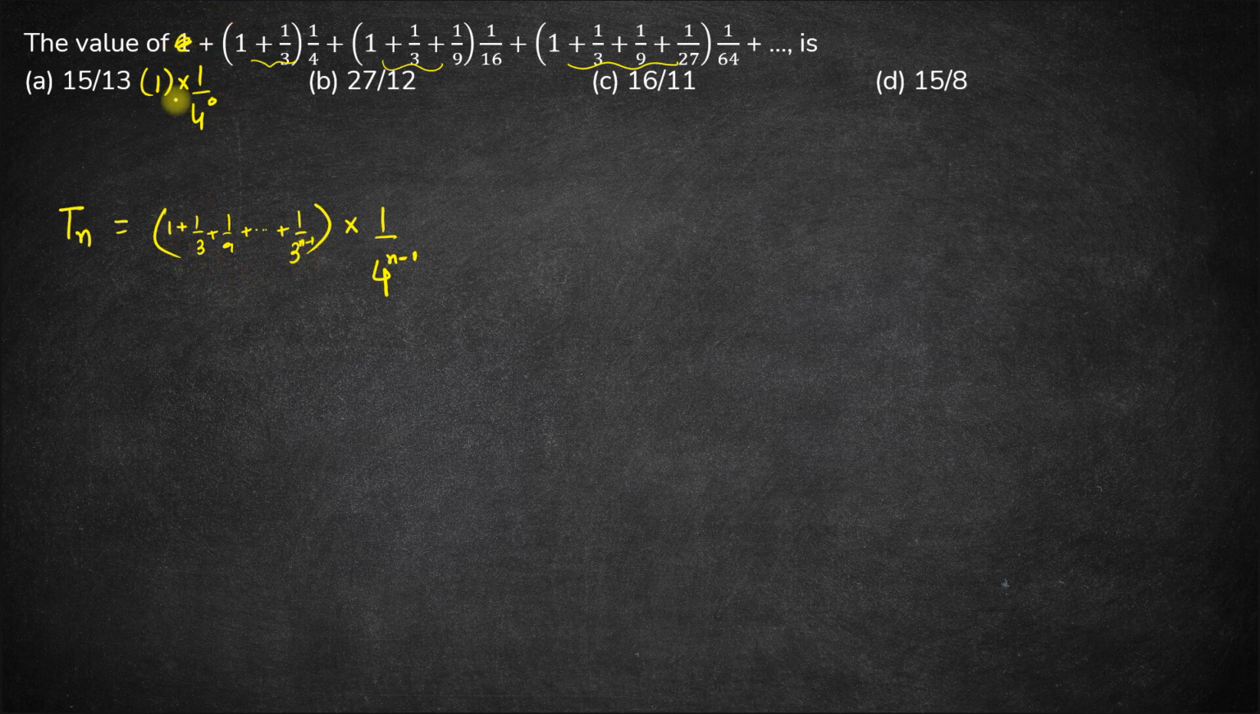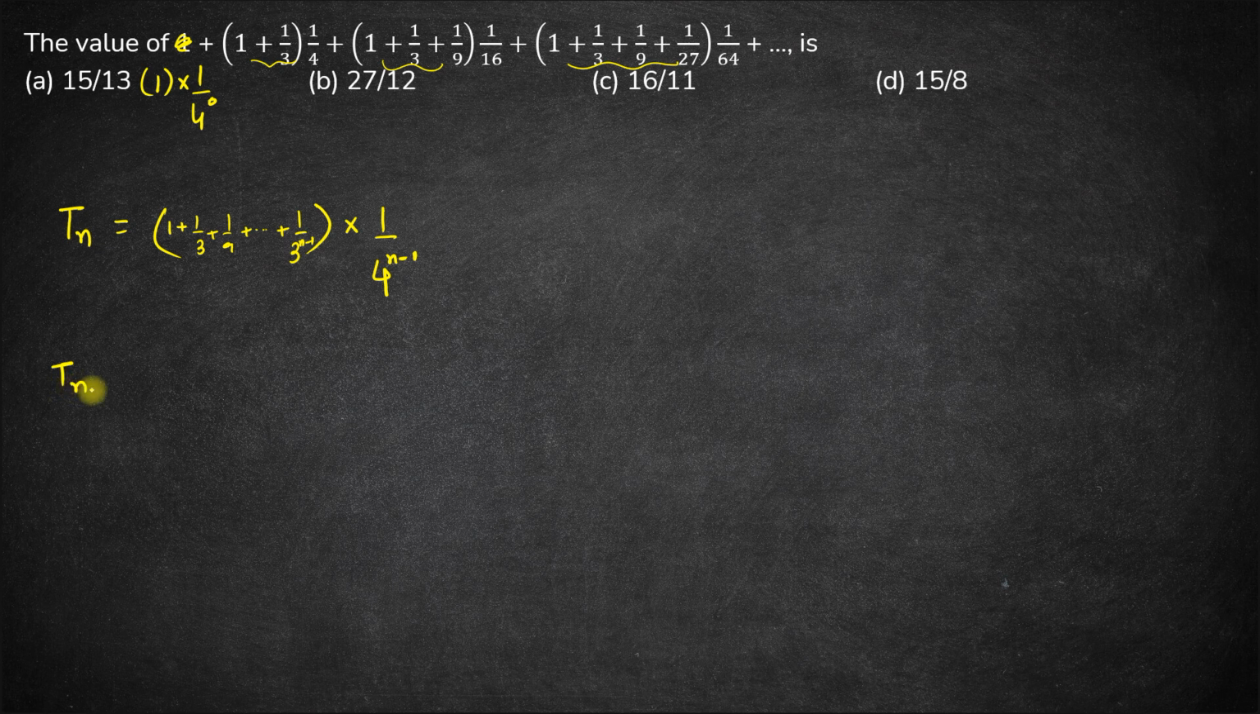Number of terms here is 1, number of terms here are 2, number of terms here are 3. So number of terms here will be n. And in these n terms, the first power of 3 is 0, the second power of 3 is 1. So it starts from 0, right? The power starts from 0 and we want n terms, so the last power will be n minus 1, right? Okay, so this is what we have.